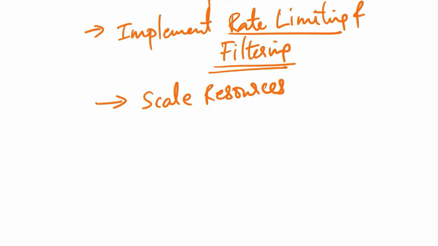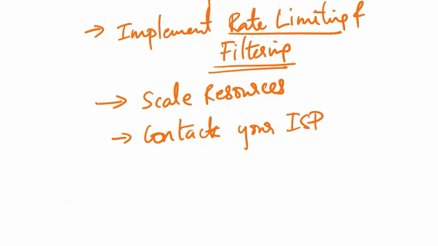In some cases, you may need to scale up your resources, such as adding additional server capacity or network bandwidth to handle the increased traffic. Next, you can contact your ISP. ISP is your internet service provider. So usually if the attack is severe, you contact your ISP and inform them about the attack. They may be able to implement network-level filtering or traffic diversion to help mitigate the attack.